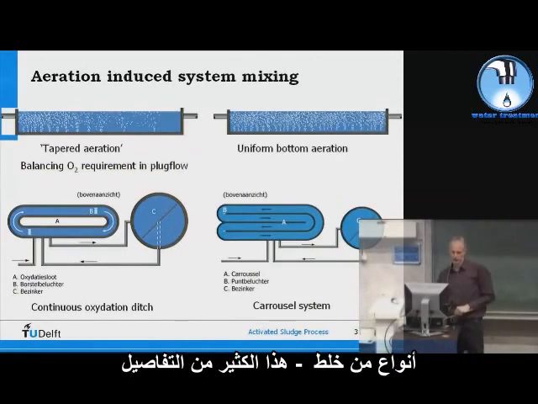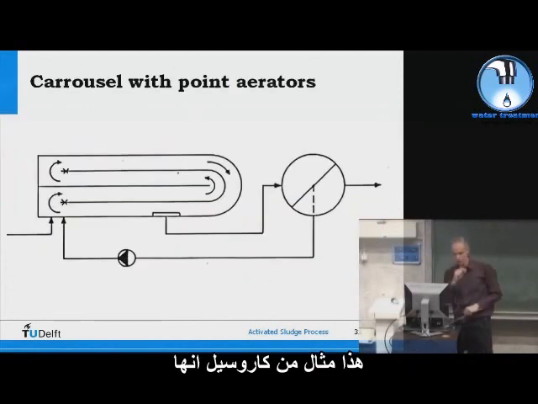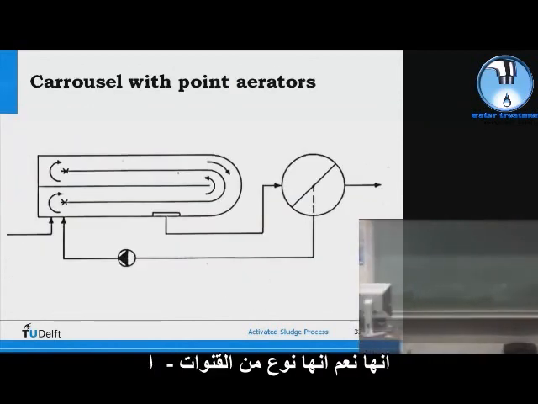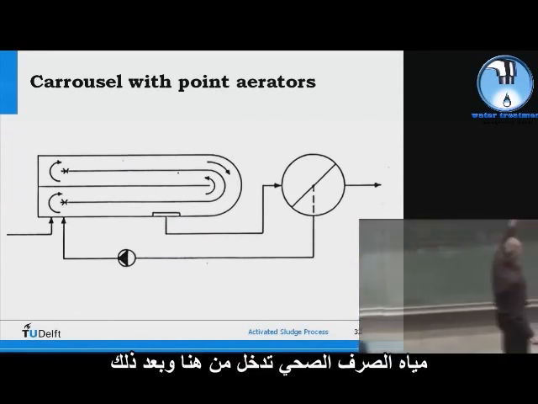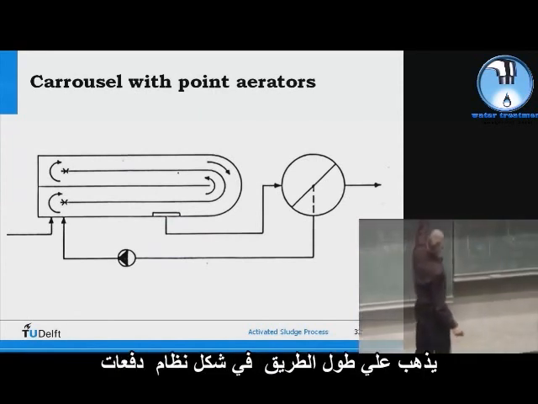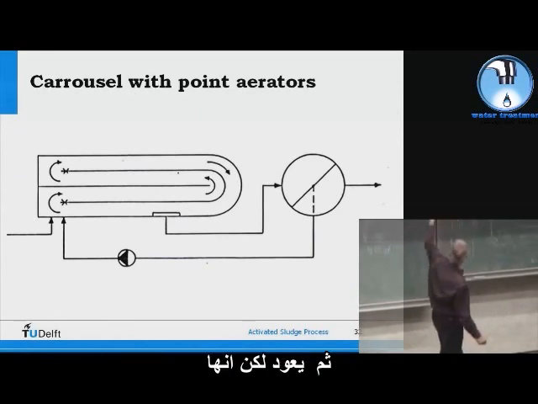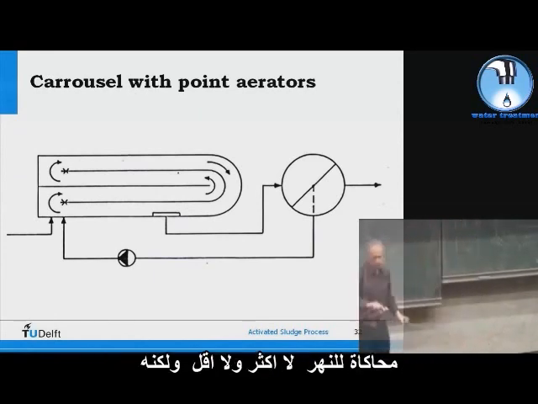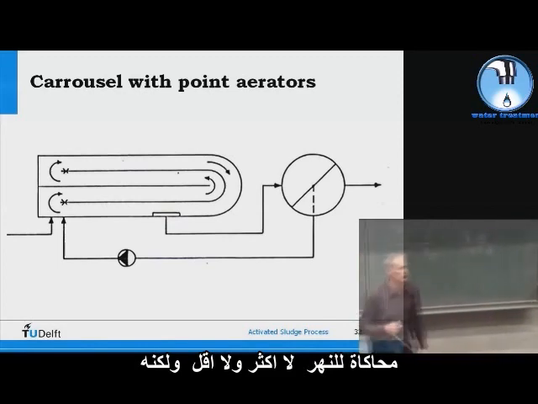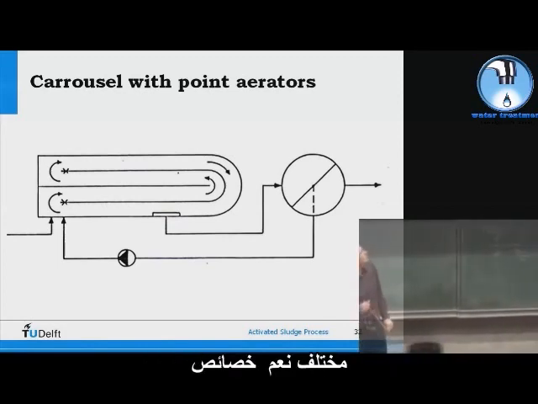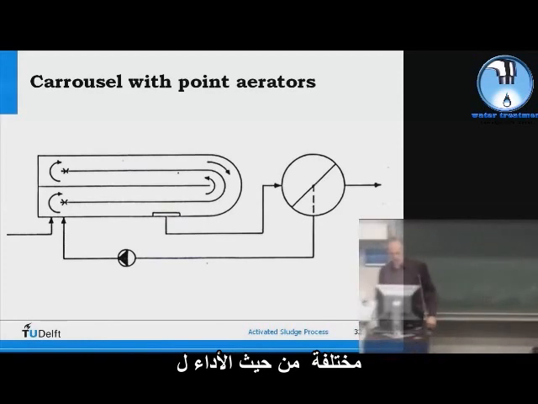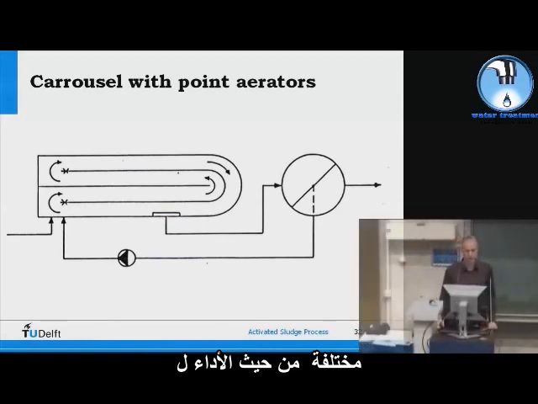Different kinds of mixing. That's a lot of details. This is an example of a carousel. It's a kind of ditch. So the wastewater enters here, and then it goes all the way in a plug-type system, and it comes back. But it's more or less simulating a river, but it has different properties in terms of performance.